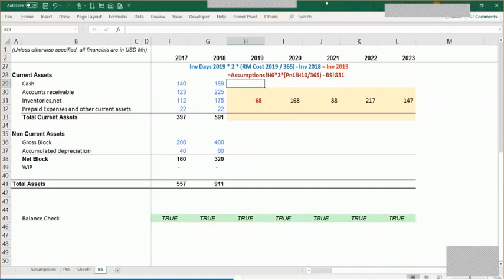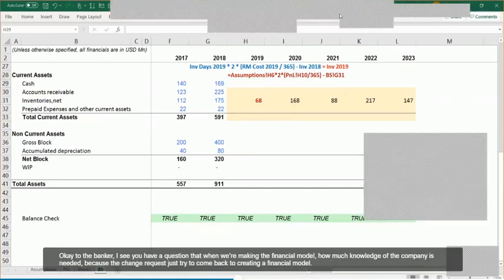Okay, so Dipankar, I see you have a question: when we're making a financial model, how much knowledge of accounting principles is needed, because it changes by sector, for instance for insurance and bank. True.